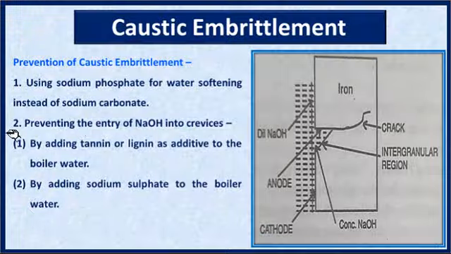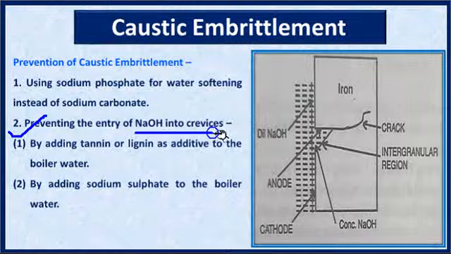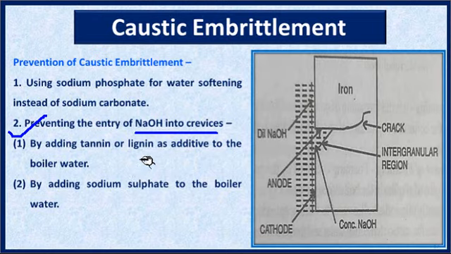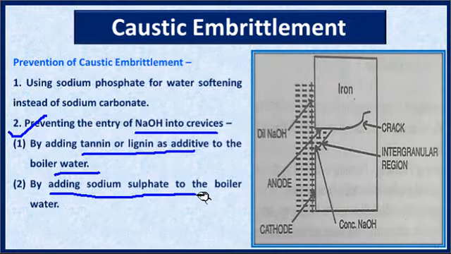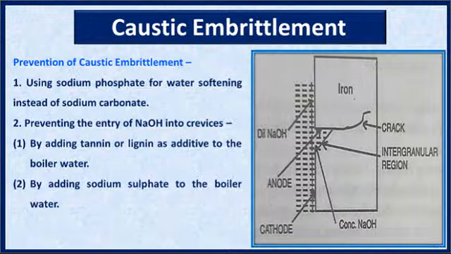Secondly, we can prevent the entry of NaOH into the crevices or the minute hair crack areas in the boiler material surface by adding tannin or lignin as an additive to the boiler feed water, which prevents the entry of NaOH into the minute hair cracks. Or we can add sodium sulfate to the boiler water, which also prevents the entry of NaOH into the minute crevices. So in this way we can prevent the caustic embrittlement of the boiler material.